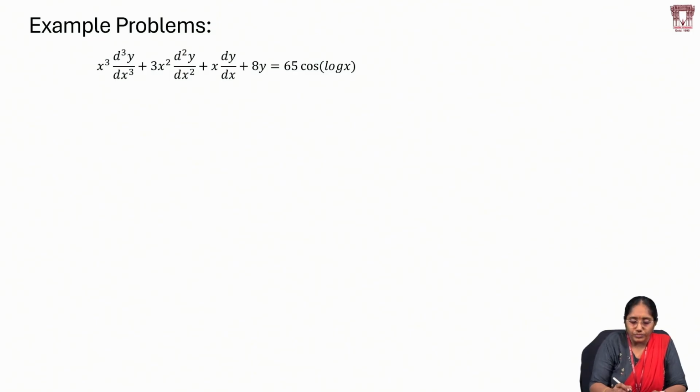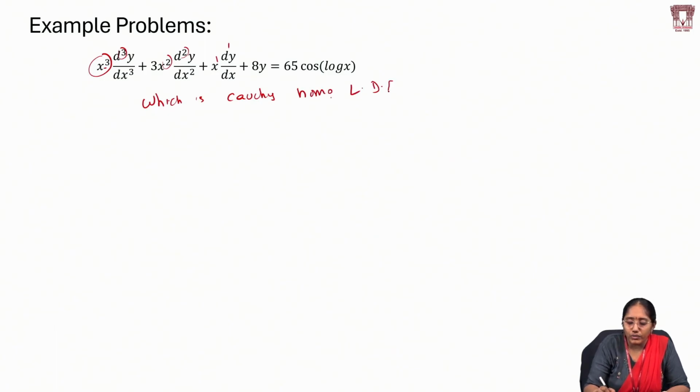Here we observe the coefficient of d cube y by dx cube is x cube, and the degree of x is 3, and the order of this derivative is also 3. At the same time, the remaining terms are also the same. X power is 1, the order is 1. So, this is of the particular form, Cauchy's homogeneous linear differential equation, or we call it Euler's Cauchy's homogeneous linear differential equation.